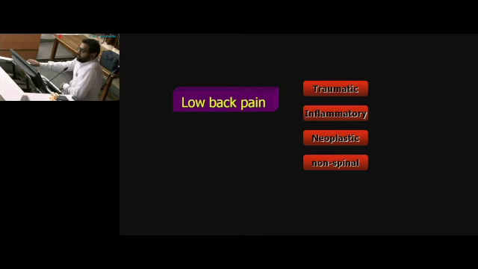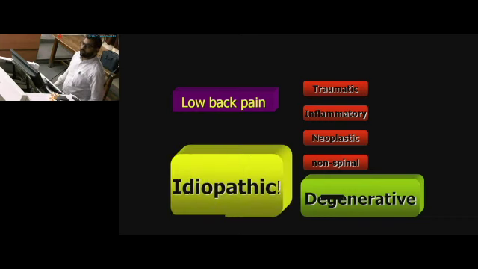Non-spinal causes, if the pain is coming from the hip joint or SI joint, you can pick that up with the history, and if you examine the patient, you can pick that up. Then next is degenerative, this is the part which we are talking about, the degenerative changes in the spine. And the biggest cause of low back pain is idiopathic. In most of the cases, we don't know the cause, and this idiopathic covers all the postural pain or muscle pain. These are all covered under this idiopathic heading.